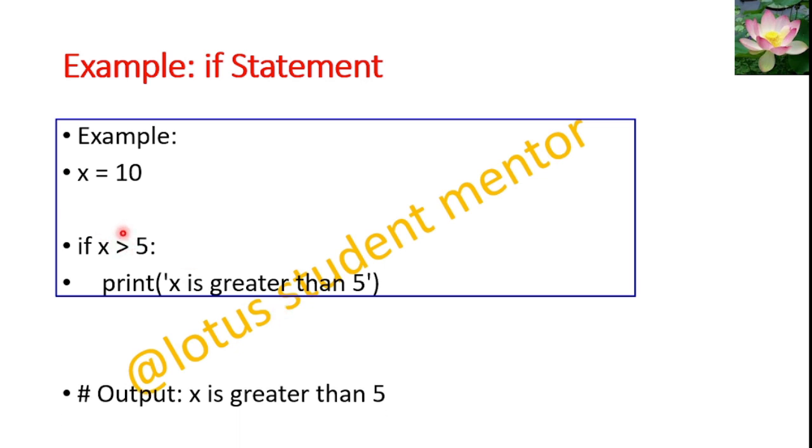Suppose you assign x equal to 2, and the if is if x is greater than 5, then it is false. Then the output won't be displayed, it won't be executed in Python.